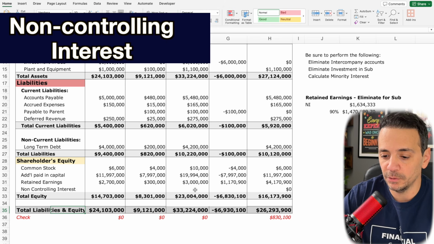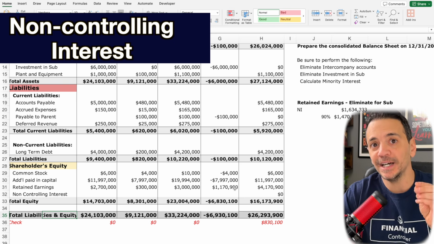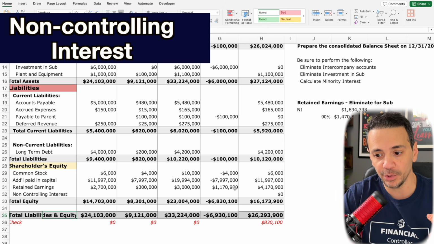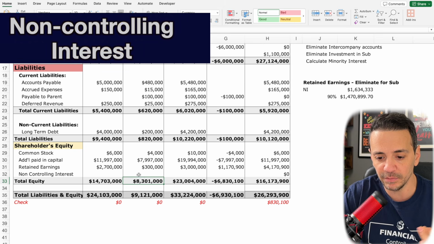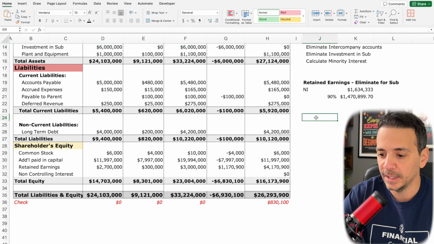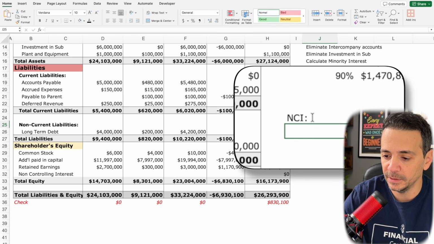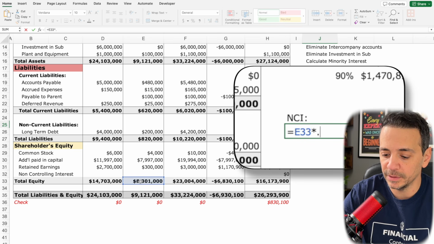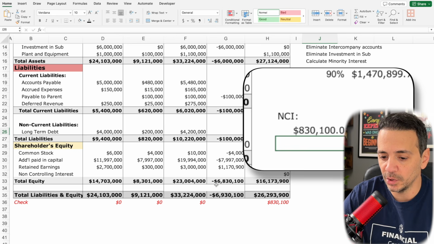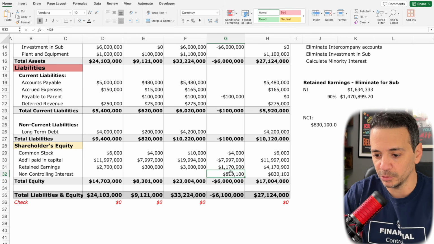Okay, the amount of non-controlling interest is going to be calculated as the amount that the parent does not own in the subsidiary. Now, we said this parent owns 90%. That means 10% is owned by someone else. So you're going to take 10% and record it here, the 10% of the equity of the sub. So we'll do this here on the side, NCI, or non-controlling interest. It's going to be equal to the equity of the sub times 0.1, that's 10%. So we'll go ahead and grab this number, and that's going to be the number that we have for non-controlling interest.